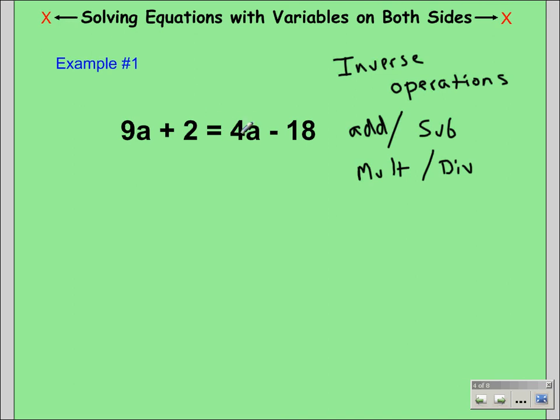So if we are going to take our 4a and combine it with a 9a, we need to subtract 4a because 4a is positive. If you look to the left, there's no negative sign there. So to get rid of it, we'll subtract 4a, and we will do the same exact thing on the left side of our equation. Getting rid of our 4a over here, leaving us with 5a plus 2 is equal to negative 18.